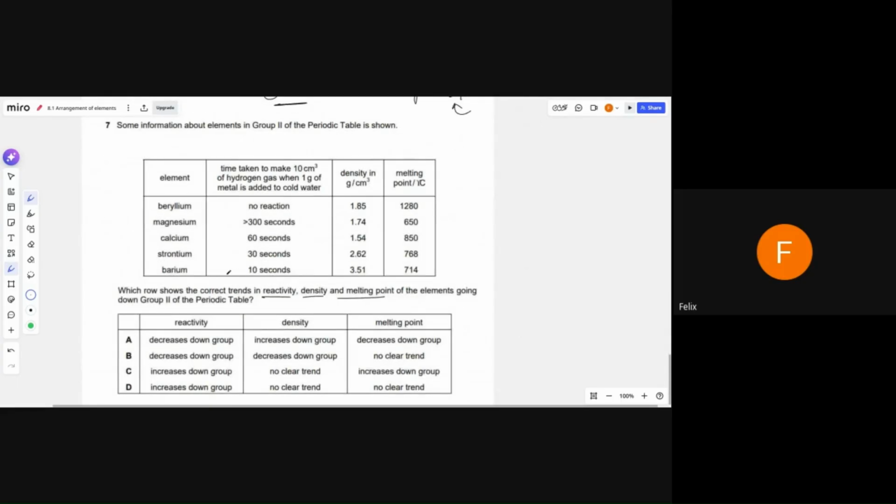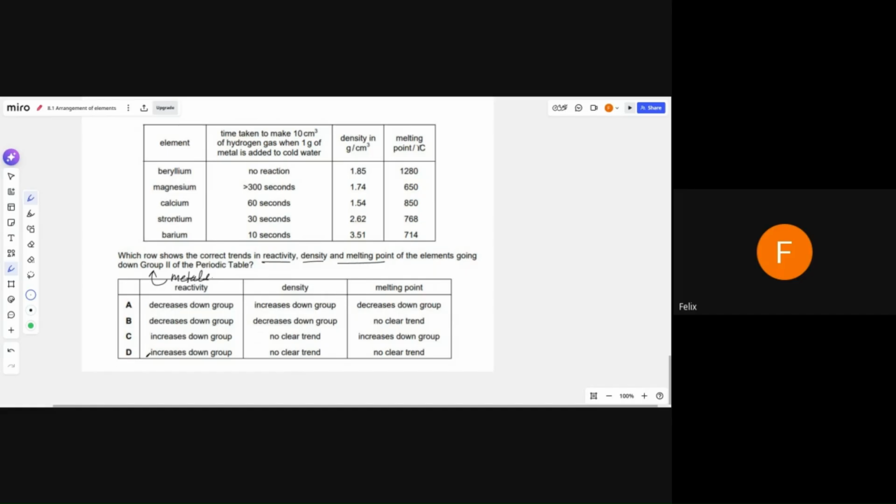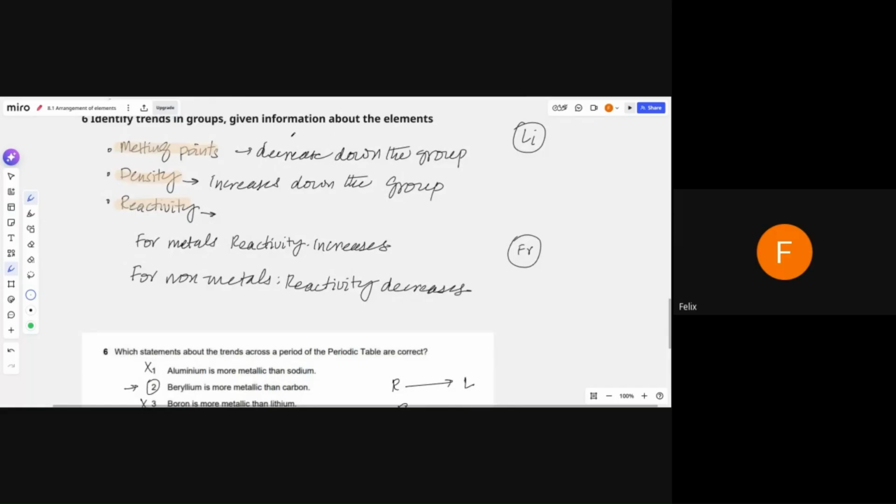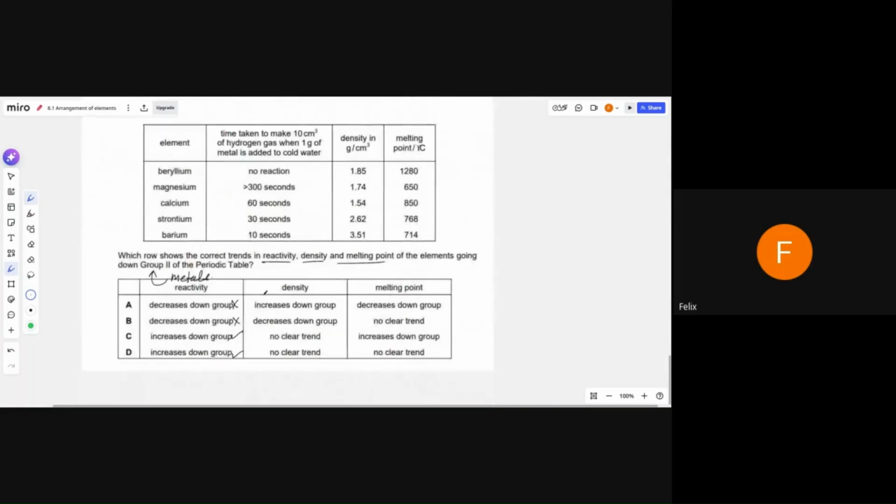So reactivity increases since group 2 are metals, right? Remember that reactivity increases down the group. This is correct. So A, decreases down the group, is incorrect. This one, decreases down the group, is also incorrect. Now density increases down the group. Yes. What did we learn here? That density increases down the group, right? So this is correct. But since the other part is not correct, this cannot be the answer. This one is also correct.